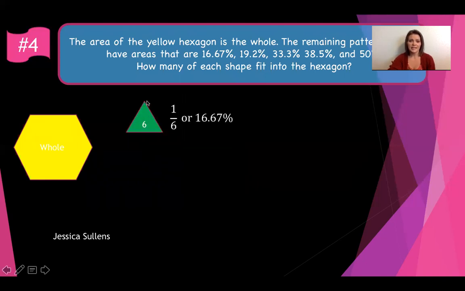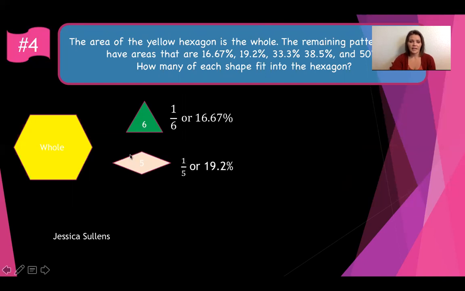We can see that this is the same shape as here. And if it goes in, it would fit pretty much like a piece of pizza. But we know that 6 triangles would fit to make this whole. So it would be 1, 2, 3, 4, 5, 6. This one shape right here is 1/6 of this hexagon. So if we divide 1 into 6, it would be 16.67%.